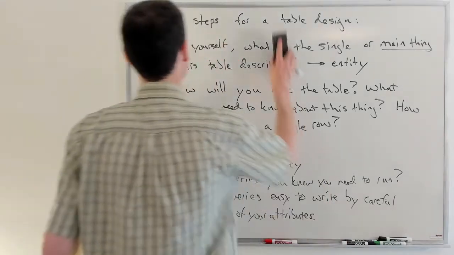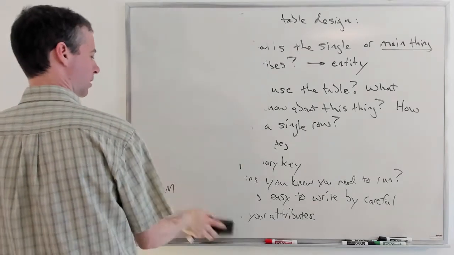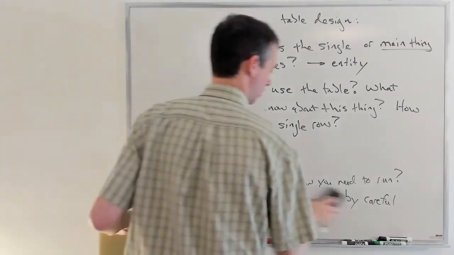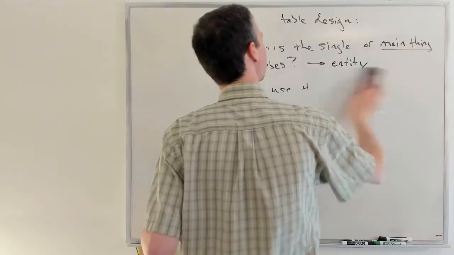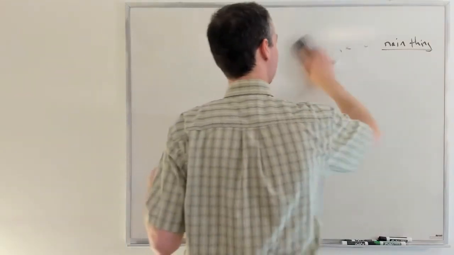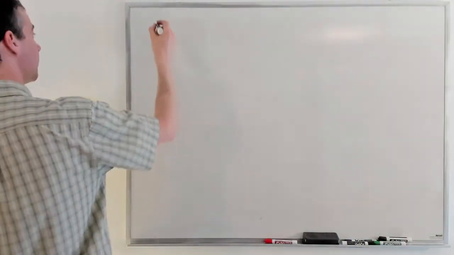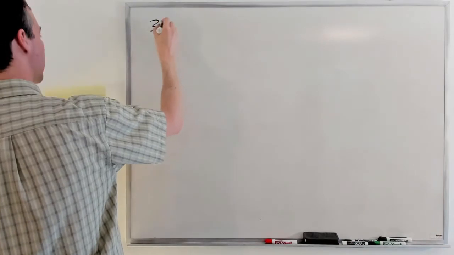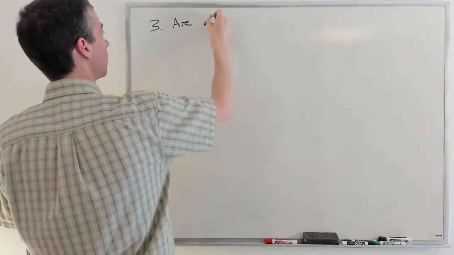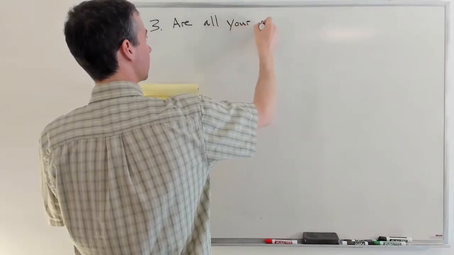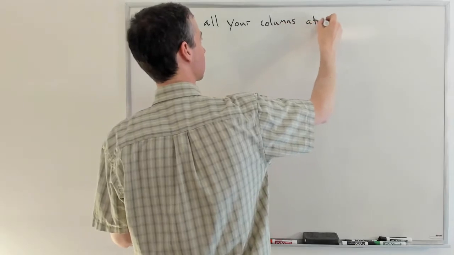All right. So we've thought about what is the thing. So what's the entity? What are the attributes that we want? Do we have a primary key? And then once we've done all that, we look at what we've come up with and we be sure to really ask ourselves, are all your columns atomic?